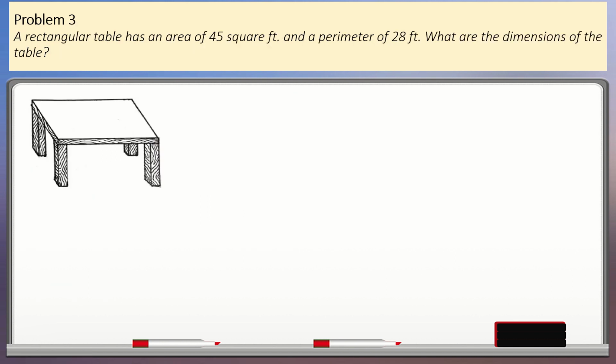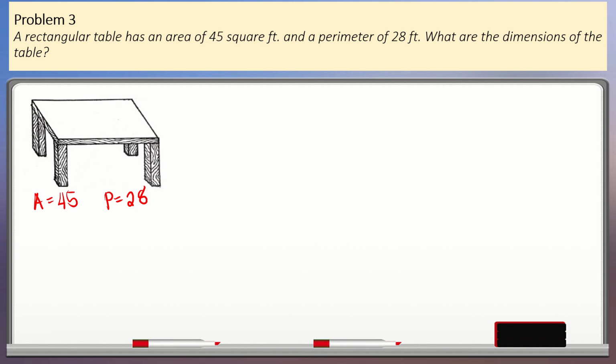Problem number 3. A rectangular table has an area of 45 square feet and a perimeter of 28 feet. What are the dimensions of the table? So first, we have an area of 45 square feet. Also, we have a perimeter of 28 feet.